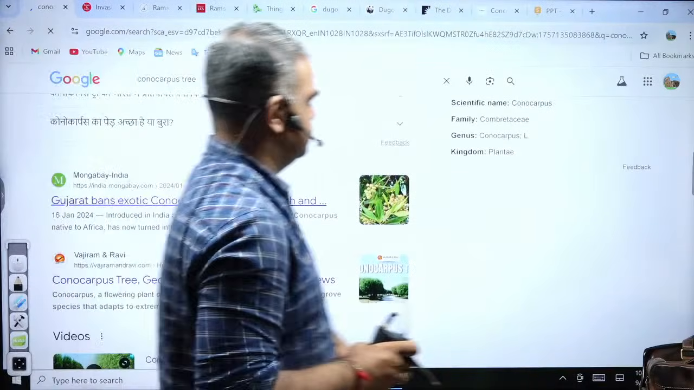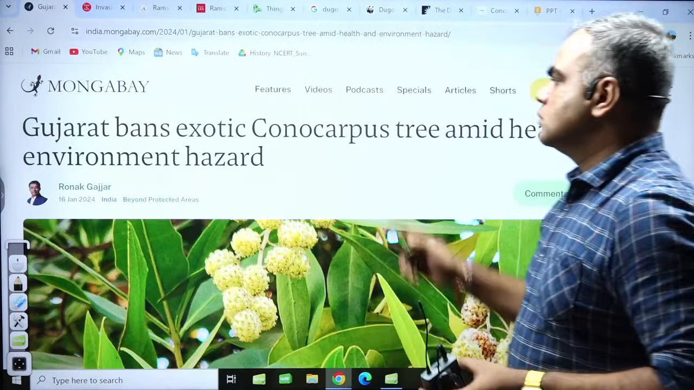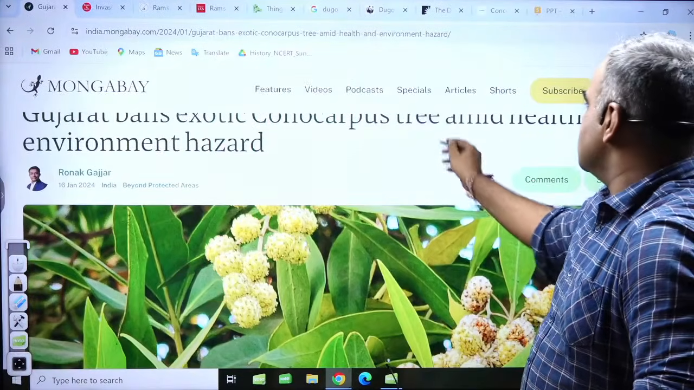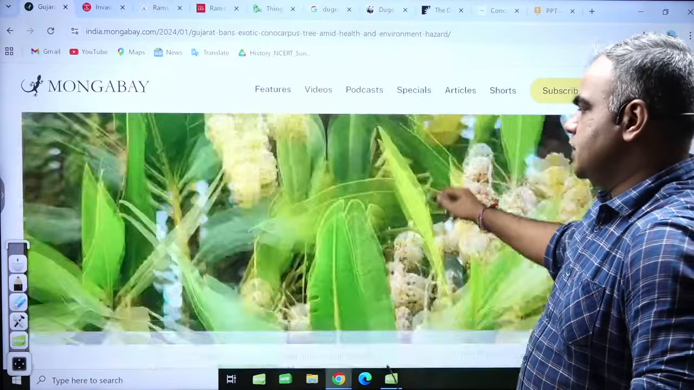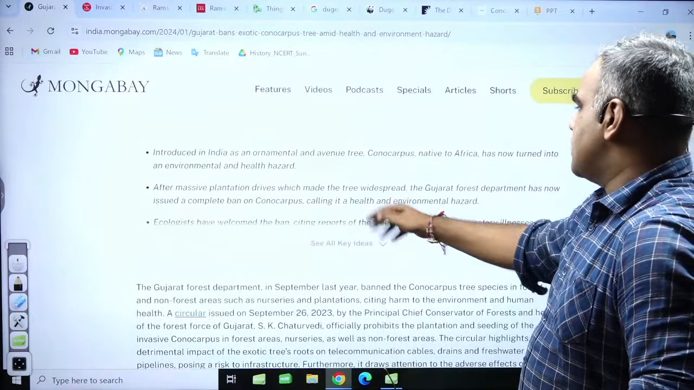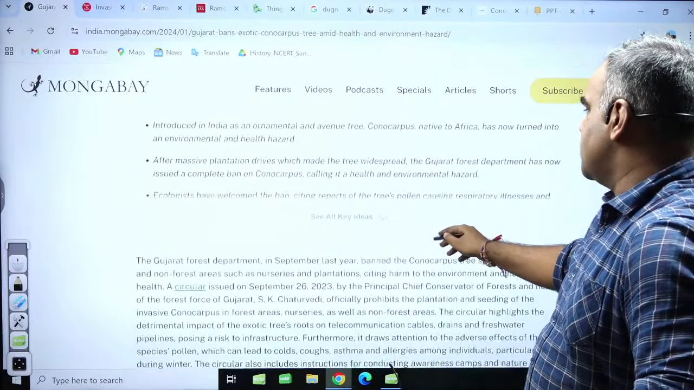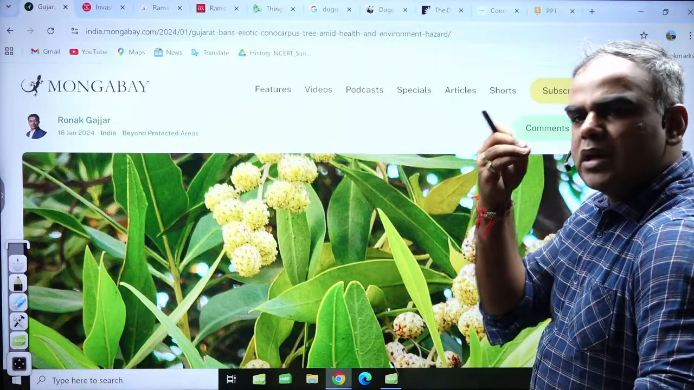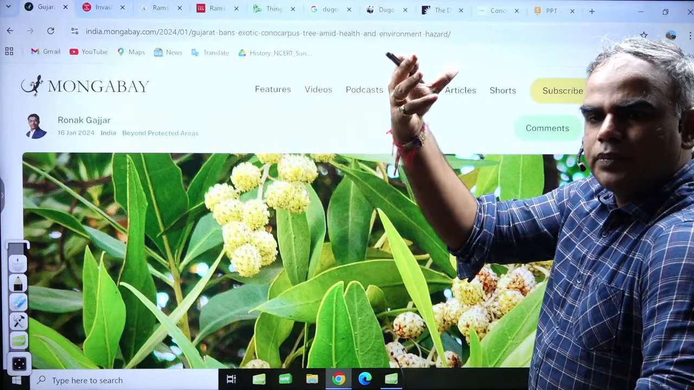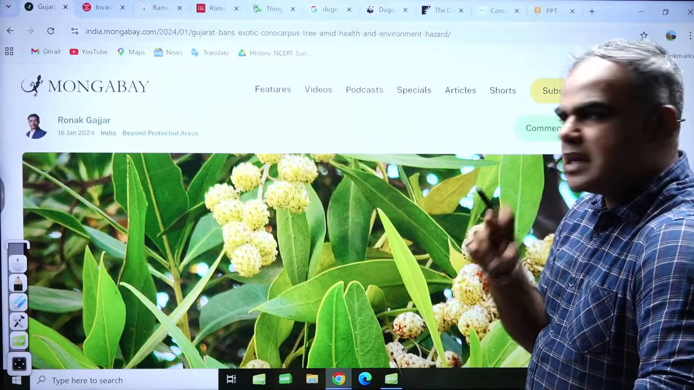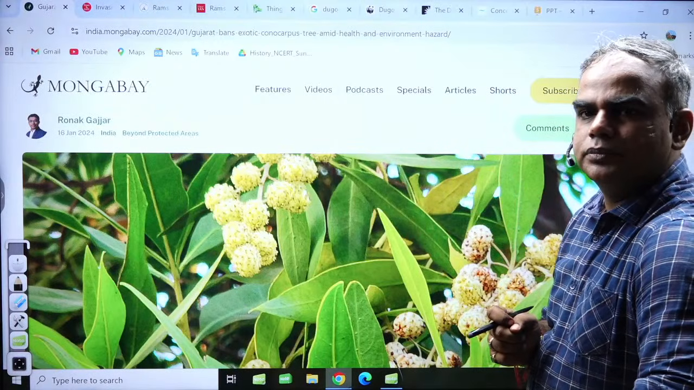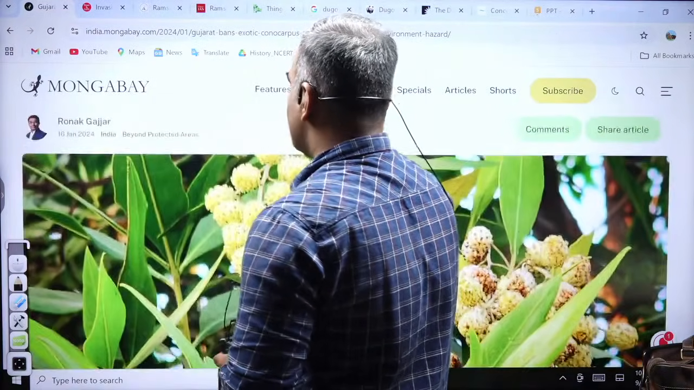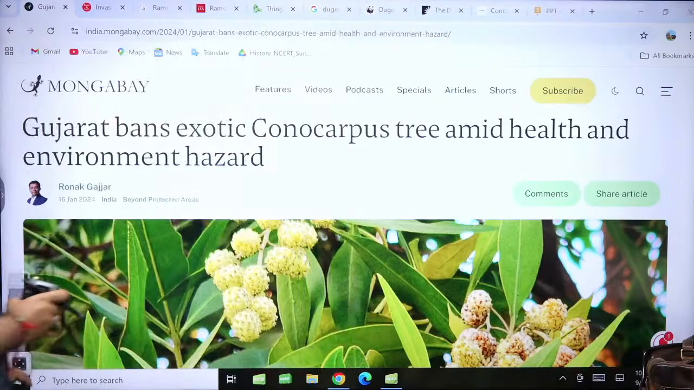Look at this: Gujarat bans exotic Conocarpus trees amid health concerns. Okay? So Conocarpus trees are linked to the Gujarat Forest Department. Now you will remember it. And what is the issue in this? Their pollen, when it becomes airborne, leads to respiratory problems. Second thing, they also take a lot of water. Okay, two issues are there. So remember the name Conocarpus trees. Okay.